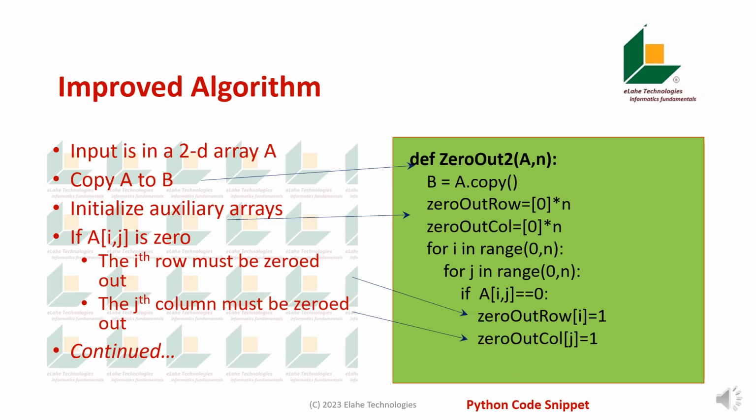Now let us look at the pseudocode and Python code snippet to implement an improved algorithm. We define an auxiliary array zeroOut_row to indicate which rows need to be zeroed out. Similarly, we define an auxiliary array zeroOut_col to indicate which columns need to be zeroed out. Both these arrays are initialized to all zeros. We loop through all entries of the matrix A. If the entry in matrix A in the ith row and jth column is 0, we set the value of zeroOut_row[i] to be 1. We also set the value of zeroOut_col[j] to 1. This part of the computation takes order n square time.